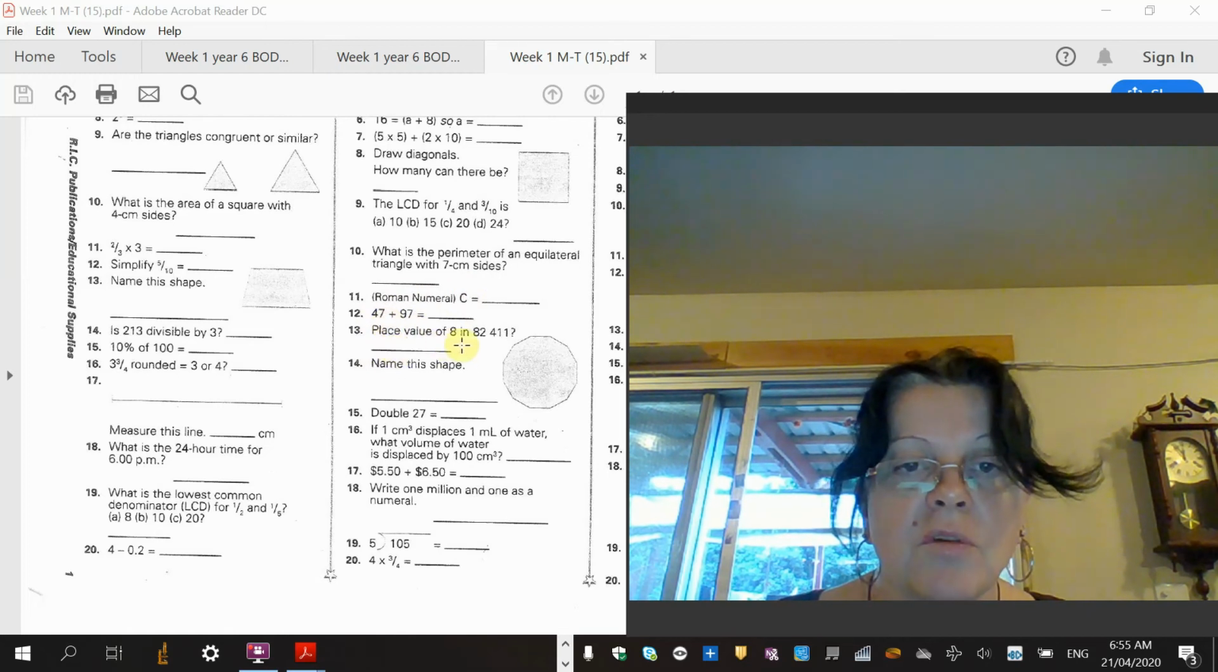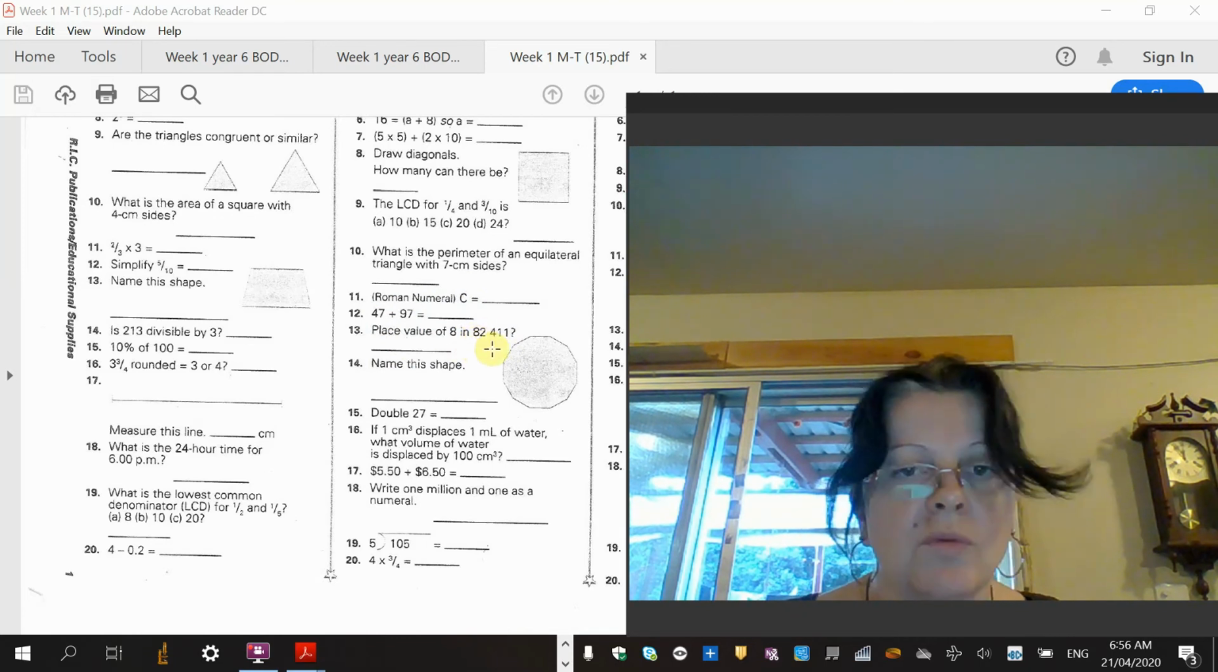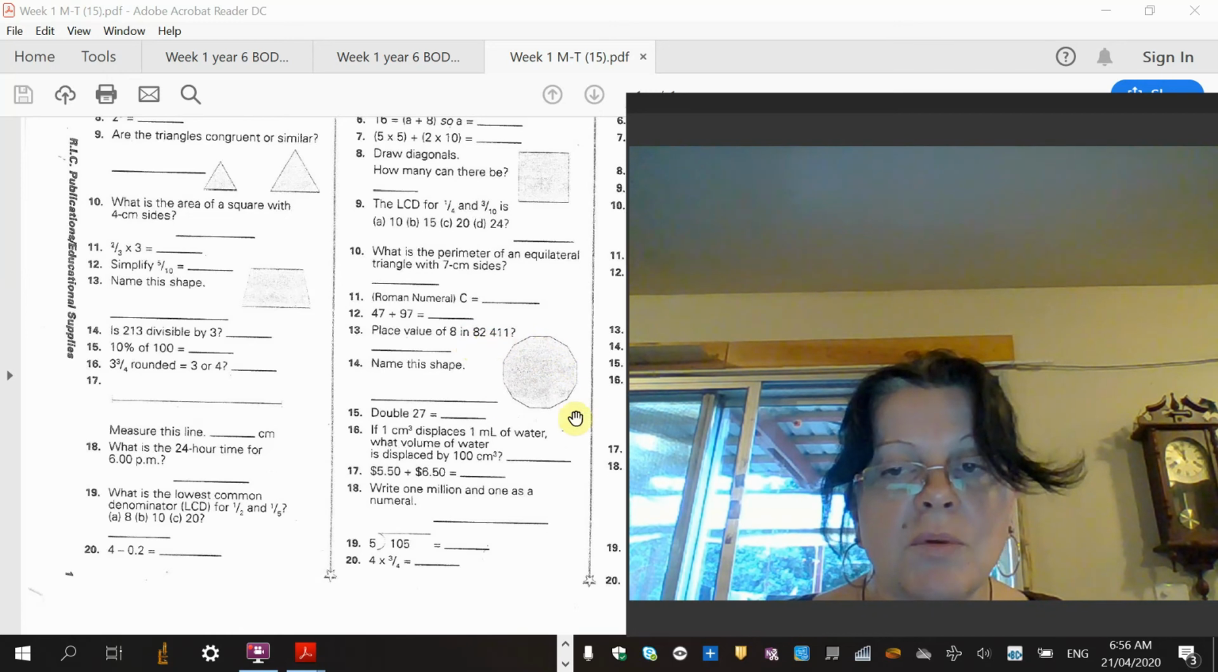What is the place value of 8 in 82,411? So what does this 8 represent? Now, first of all, you'd write it down. Then this would be a 0, then this would be a 0, 0, 0. This 80,000, it's telling us. I love numbers because they tell us what they are. 82,411.